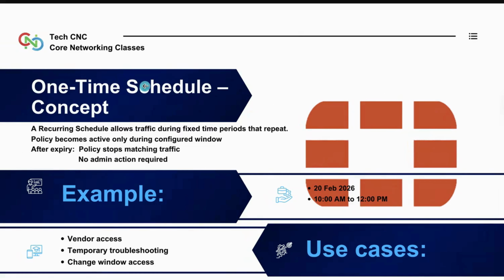So that's the one-time schedule concept. It will allow traffic for one specific period. The policy becomes active only during that configured window, and once it is expired, the policy stops matching traffic, with no admin action required at that time. In this example we set one date and one timer, for a few minutes. Use cases, as we have discussed, are vendor access, temporary troubleshooting, and any change window access. That's how we do it.